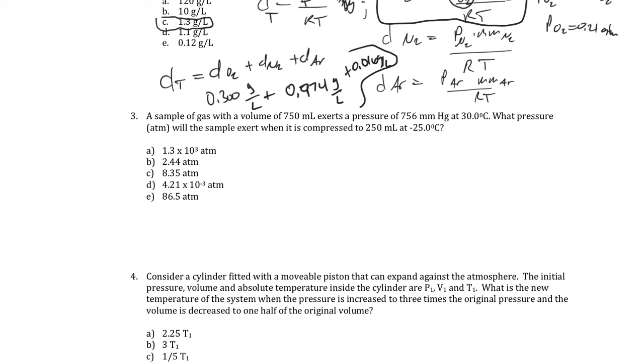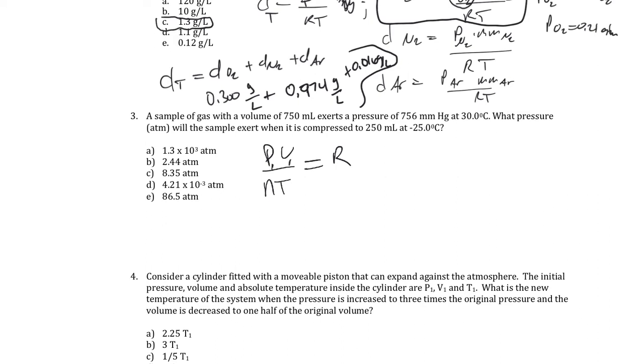So 750 milliliters exerts a pressure of 756 millimeters of mercury at 30 degrees C. What pressure will this sample exert when it's compressed to 250 milliliters at minus 25 degrees C? Okay, so we know PV over nT is equal to our gas constant. The sample isn't changing the quantity, so the pressure is changing. That's actually what we're going to be looking for.